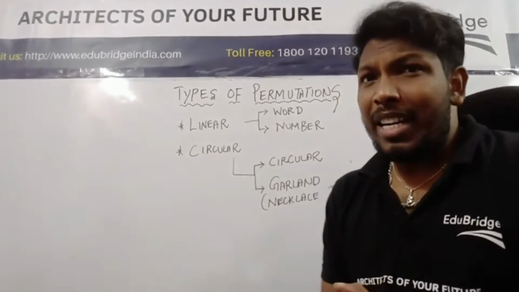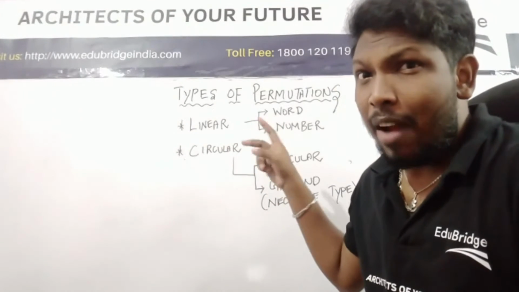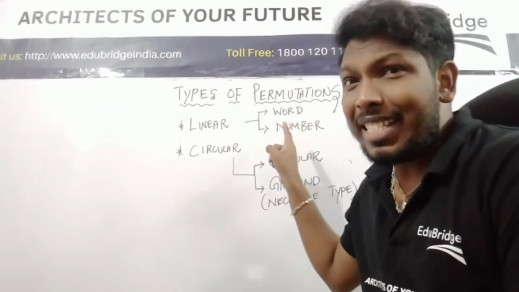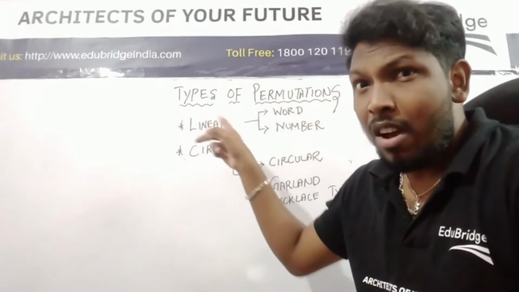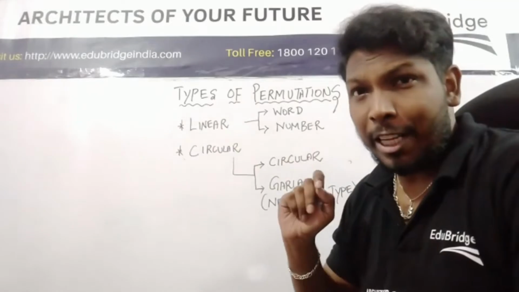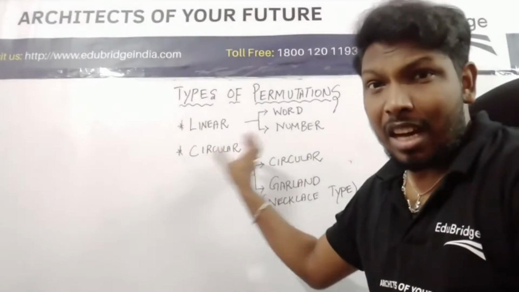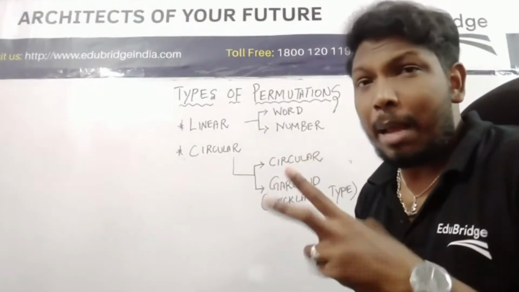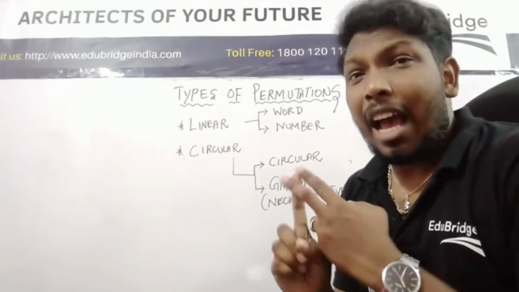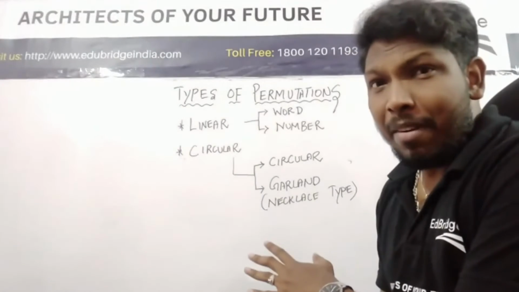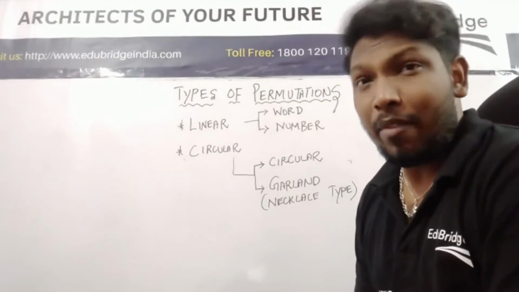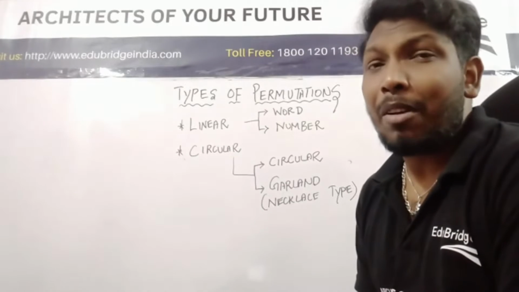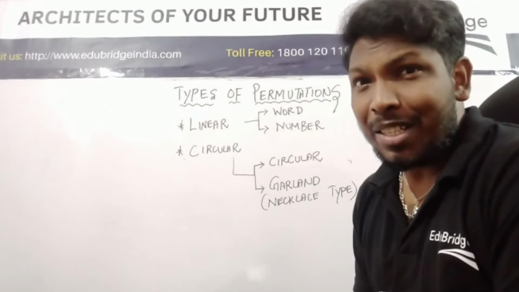Now we're going to discuss the types of permutation, and we have two types. One is linear, and in linear we have word permutation and number permutation. The other one is circular, and in circular we have two types: a general circular type, and the Garland type, where you will get questions on the basis of a necklace type of question. So these are the four types of questions we're going to discuss today.